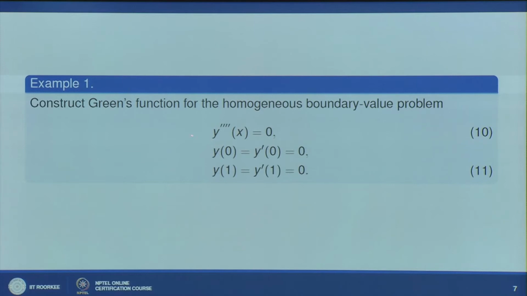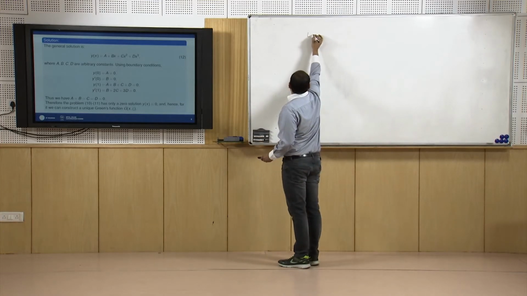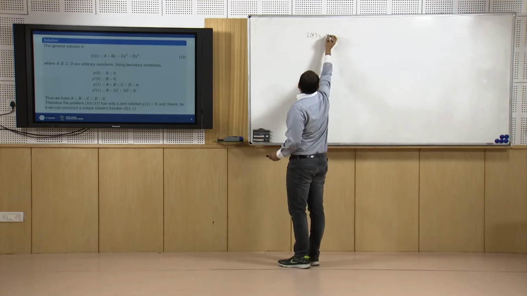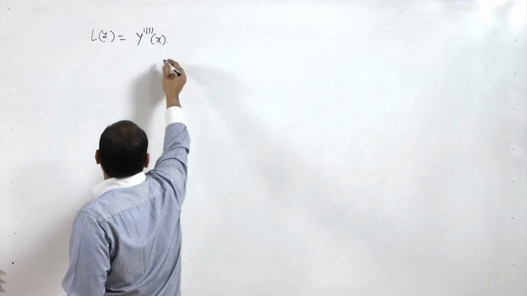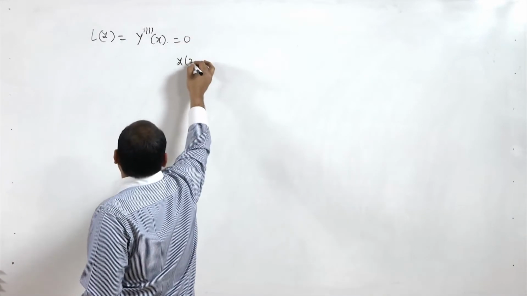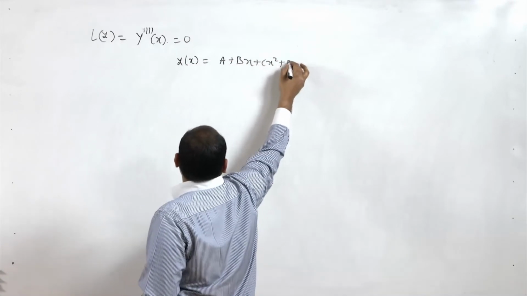So here L is the fourth derivative of y with respect to x, so its adjoint is the same as this. Now let us consider the construction of the Green function. Here the general solution is given by this. So the equation is Ly equal to the fourth derivative of y. Your general solution you can find out: y(x) is given as a plus bx plus cx square plus dx cube.